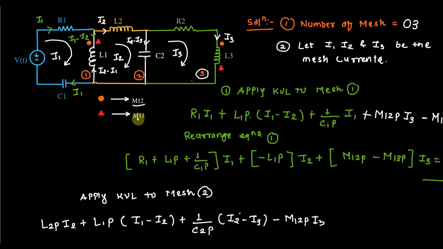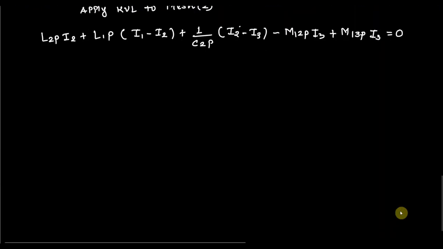Similarly, we write for the triangle. For the triangle, the value of mutual is M13P. What is the current? The first triangle is here, the second one is here. Current through this is I3. Now check whether this mutual is positive or negative. Here the current is leaving, and the I3 current here is also leaving. So both currents are leaving, so it is treated as positive, and as there is no voltage source, make it equal to 0. So in that way we have to write that.